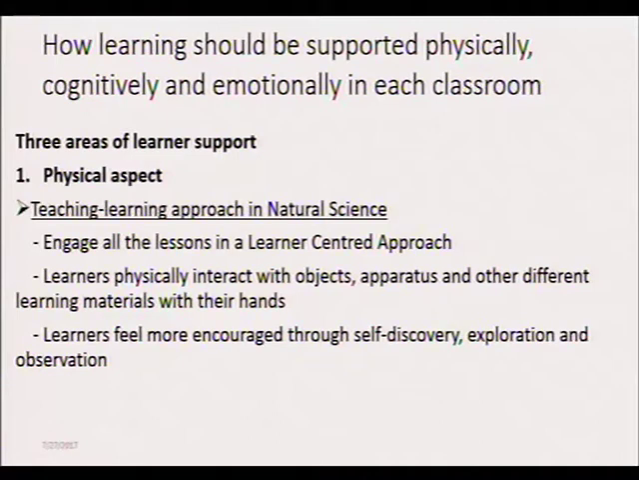I'm sure you are aware of them already because we have the physical aspect, we have the cognitive aspect that we sometimes call the academic aspect, and then we have the emotional aspect. Those are the 3 areas of learning support in natural science and health.